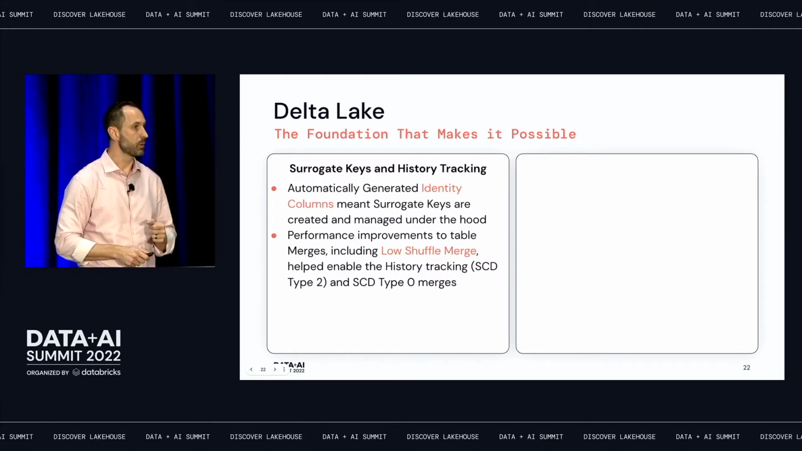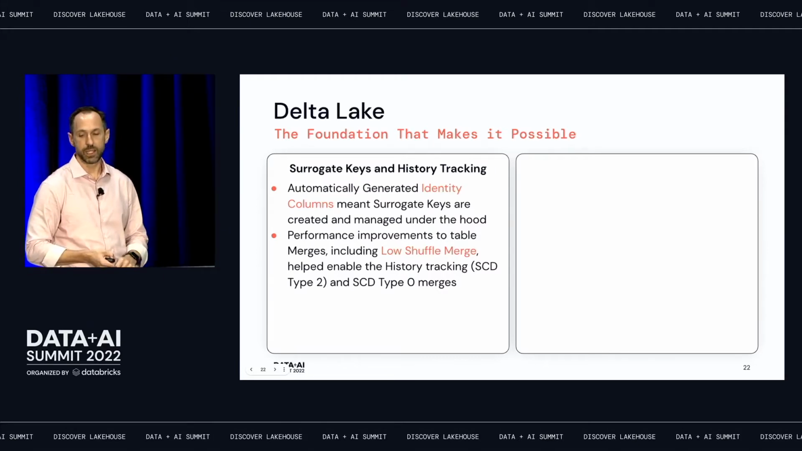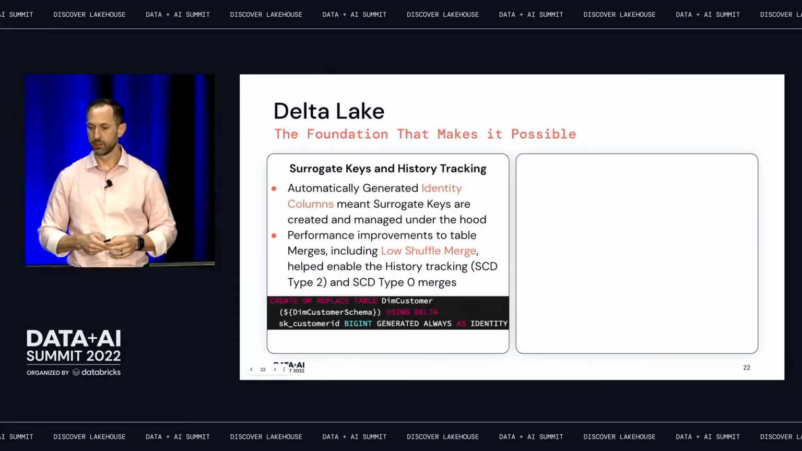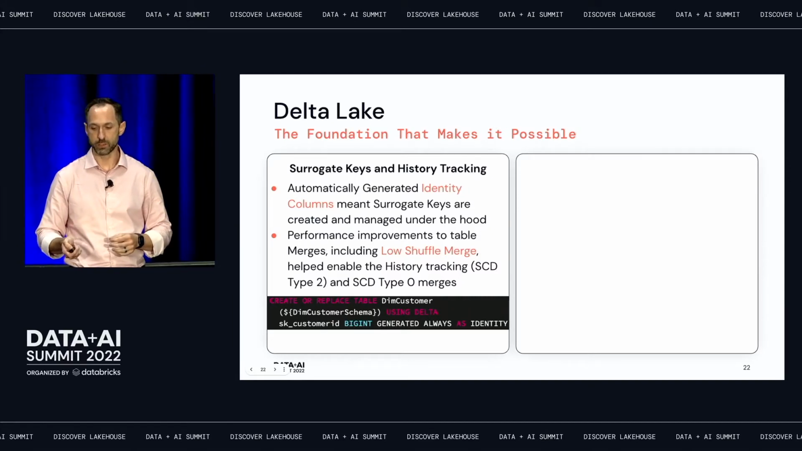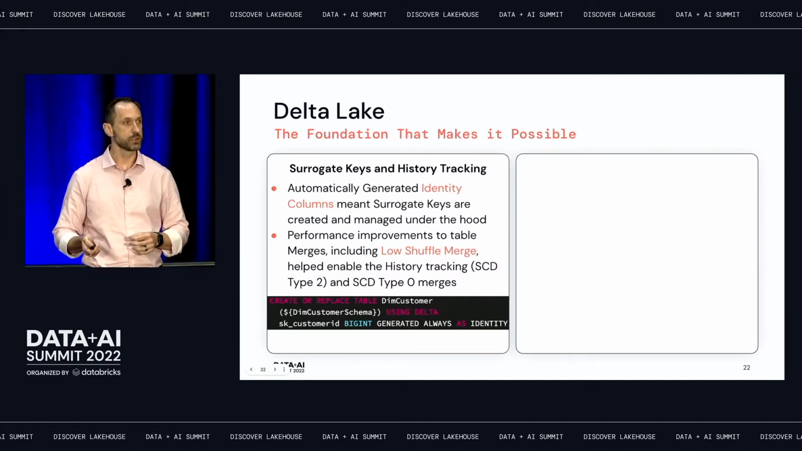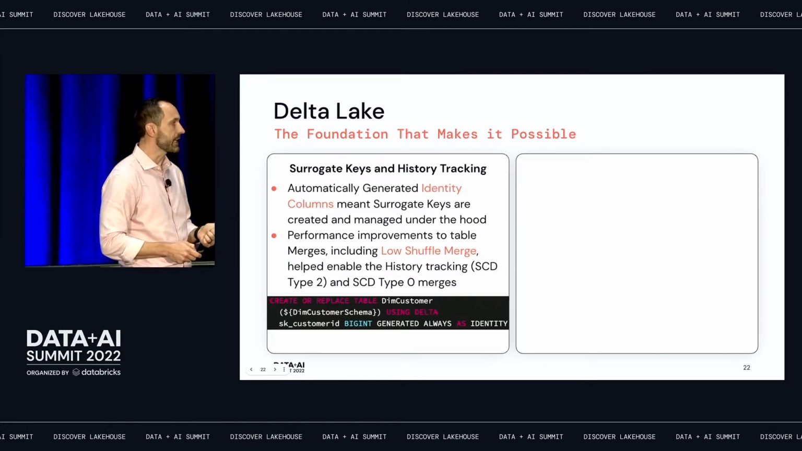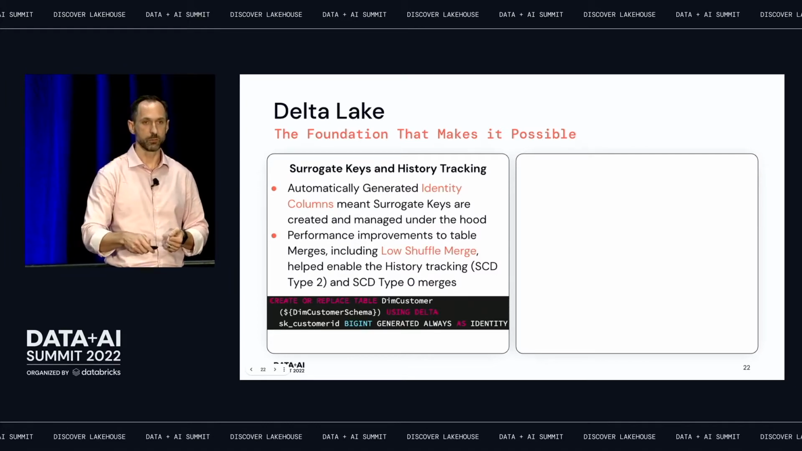Additionally, we've made some performance improvements to how the merges happen, including SCD Type 2 and SCD Type 0, so every merge that needs to come in to update existing records will now be handled under the hood in a much more performant manner. And at the bottom here, I list an example of how we did it for DIM customer for a surrogate key. As you can see, there's a surrogate key for a customer ID, and it's generated always as an identity column. When you load the data into the table, you don't include this column. Delta handles it for you.